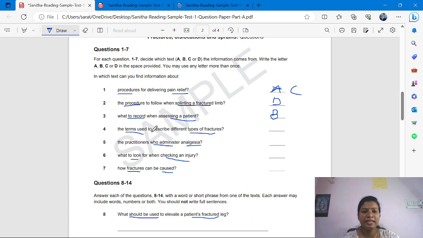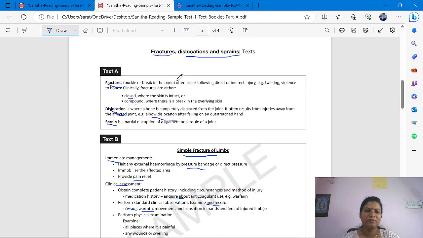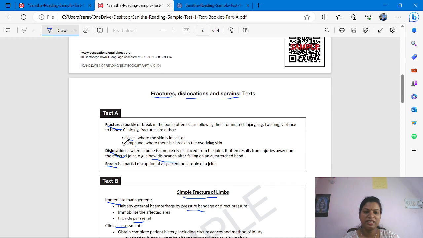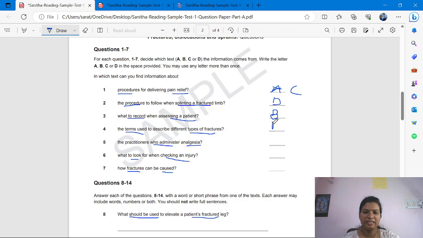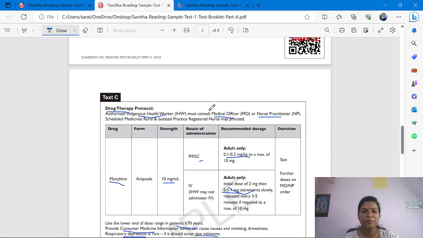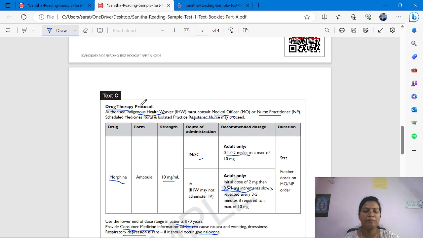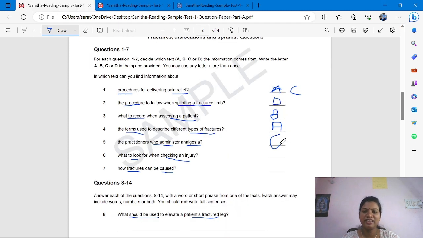Next: the terms used to describe different types of fractures. We already saw the terms: different types of fractures, closed, where the skin is intact, compound, where there is a break in the overlying skin. The terms are fracture, dislocation, splint. This is the answer. Next: the practitioners who administer analgesia. Who? Registered nurse. Where can we see it? Registered nurse may proceed. Text C. See, we are getting the answer.